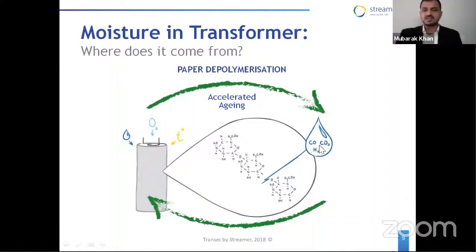So now we have seen the paper is causing depolymerization. The paper depolymerization is causing production of moisture, and the moisture is causing further degradation of the paper.